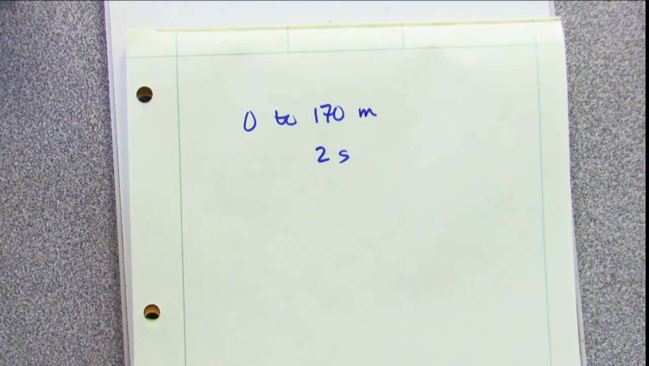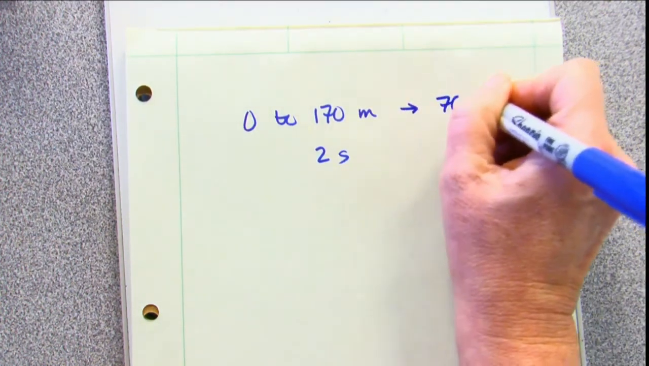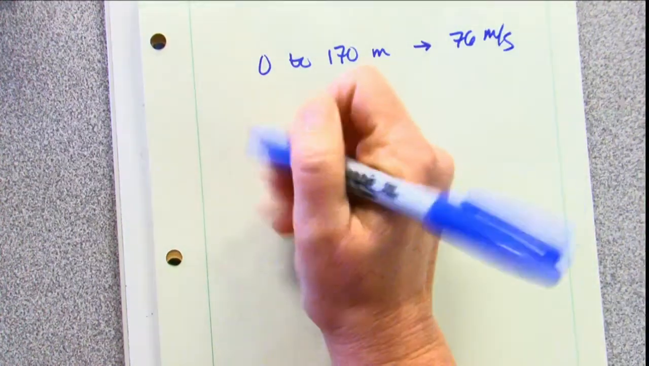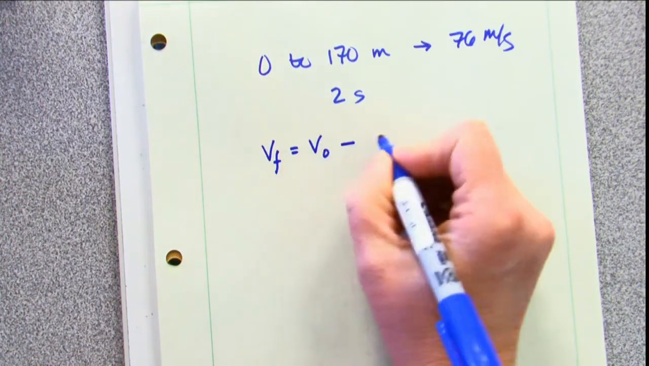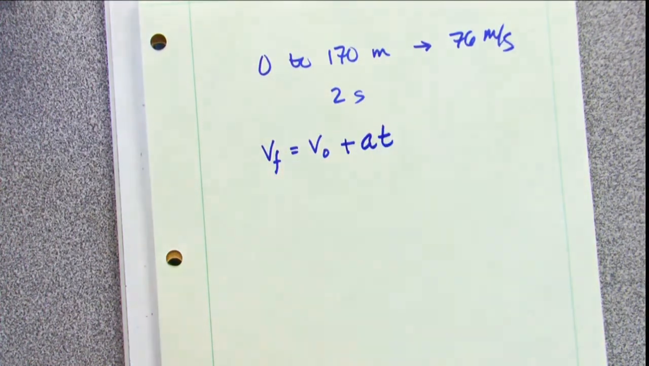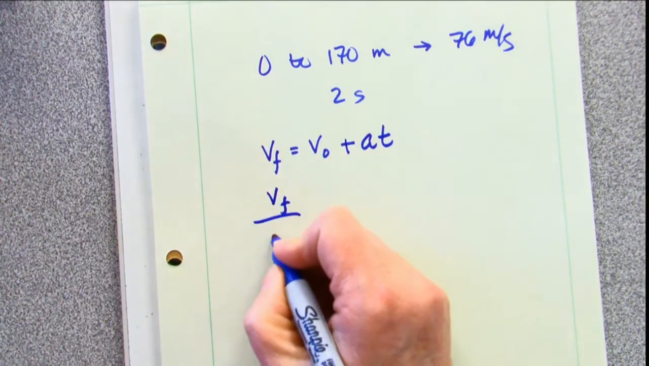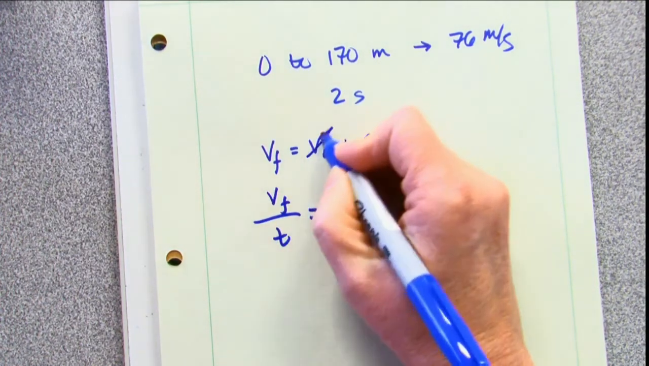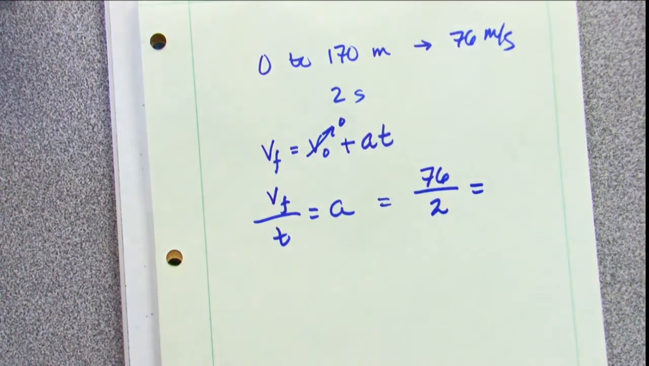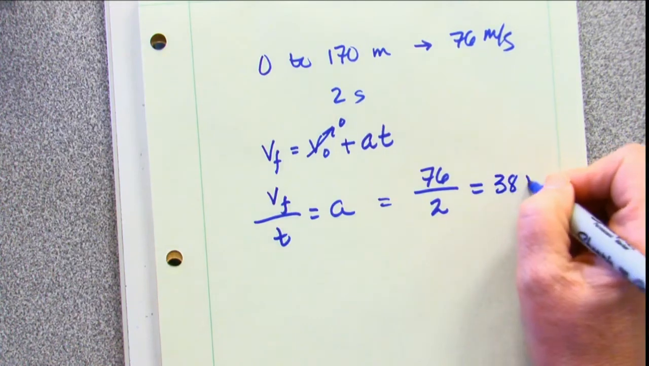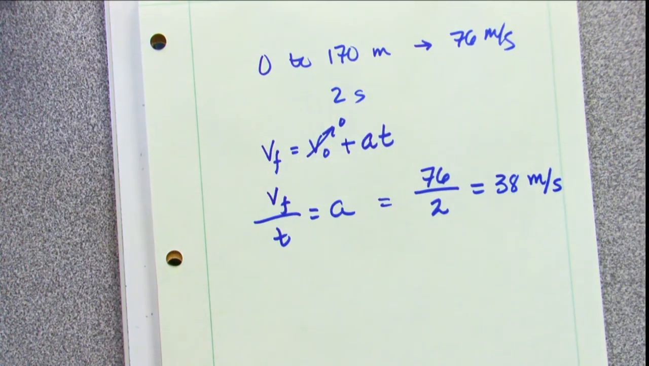So let's calculate the acceleration, because we can do it, right? We already did 170. We know that 170 is 76 meters per second. And so now we want to calculate the acceleration. We got velocity final is equal to velocity initial plus the acceleration times time. So velocity final divided by my time is going to be my acceleration, because we know that initial velocity is 0. And so we get 76 divided by 2. We get 38 meters per second squared.